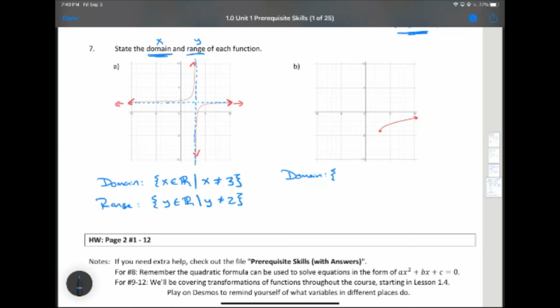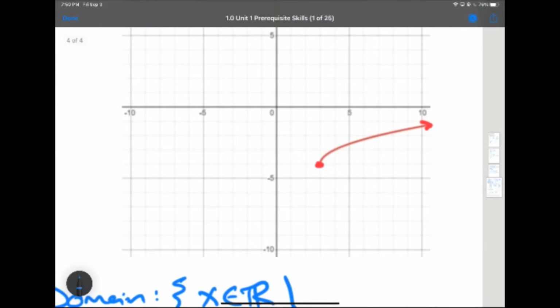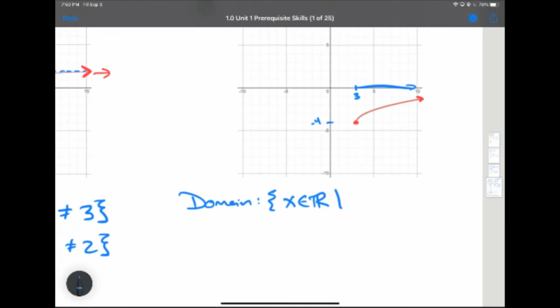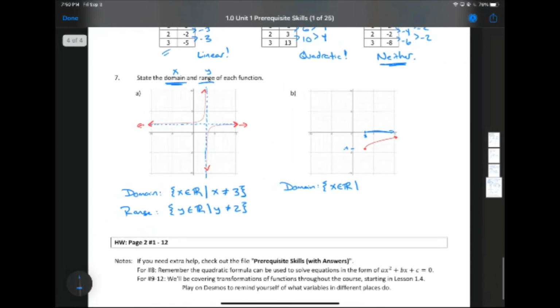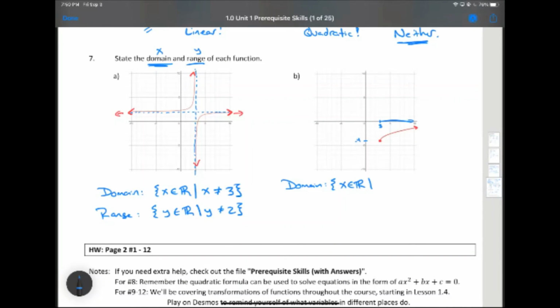Okay, so I'm going to say again here, x is an element of the reals such that, and it looks like x can be anything bigger than 3. I'm just going to put this on here so I don't have to zoom in again. x is anything bigger than or equal to 3. So x is an element of the reals such that x is greater than or equal to 3. And the range: y is an element of the reals such that y is greater than or equal to -4. Okay, so that's one way we can write it.